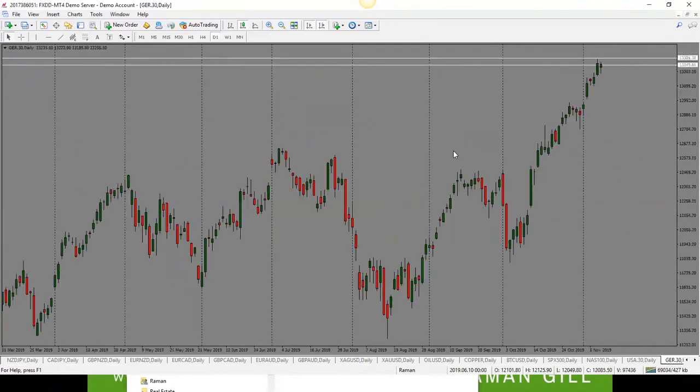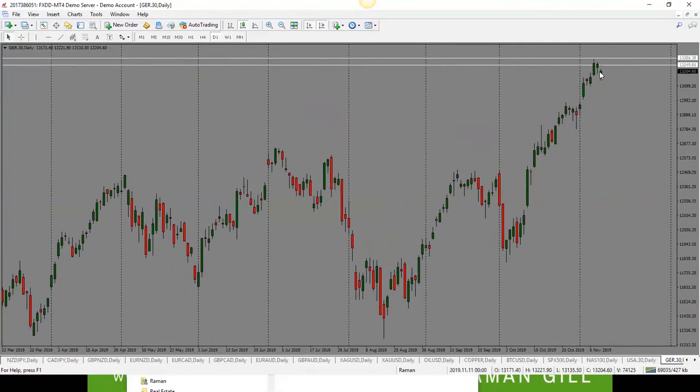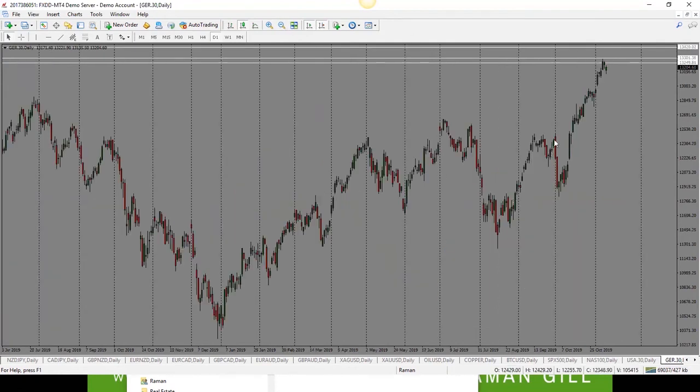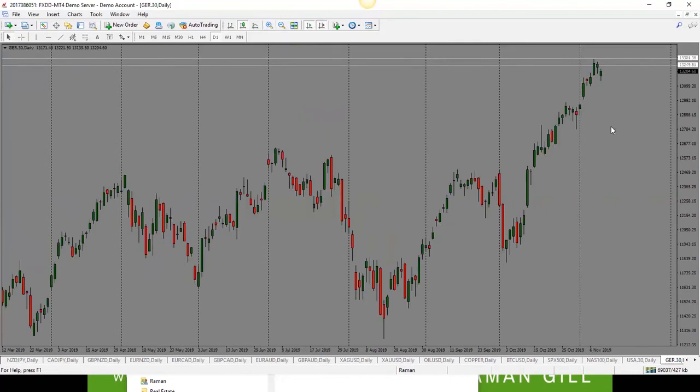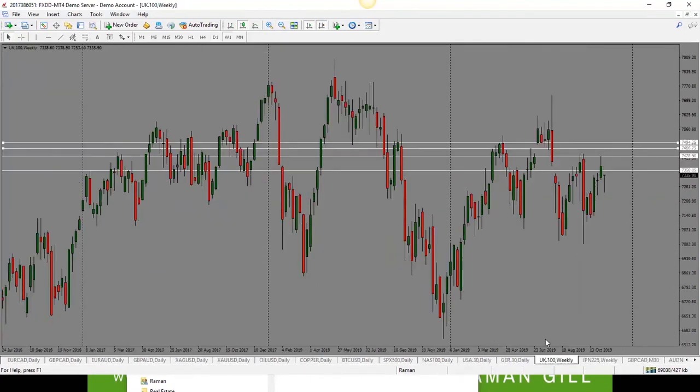DAX here. DAX is still looking bullish here. First target is 13,250, then 13,300. 13,300 essentially is the target to go towards a high here. Overall, still pushing higher, so bullish bias for DAX here.